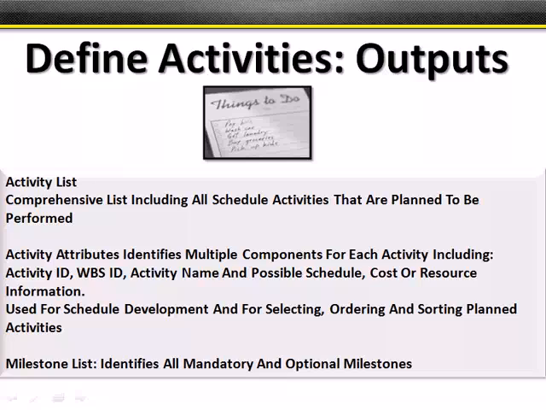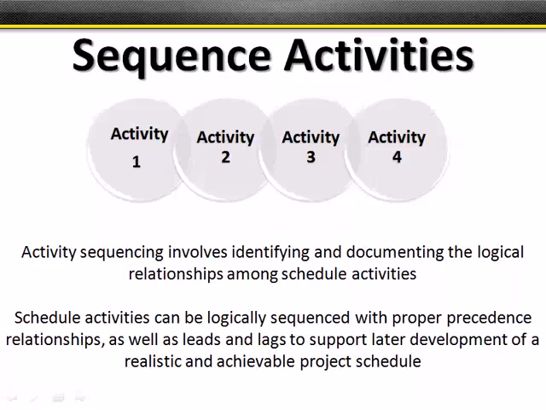You'll probably also have a milestone list: mandatory milestones or optional milestones. Typically, mandatory milestones are set by the sponsor or the customer. You will start on this date, you'll finish on that date. Whereas optional milestones are designated by us so that we can track performance through the life of the project.